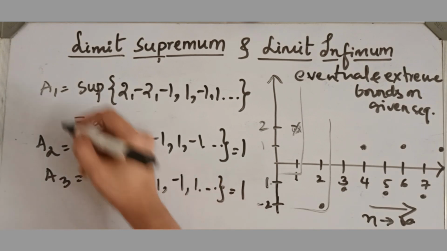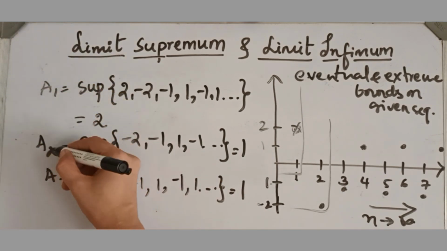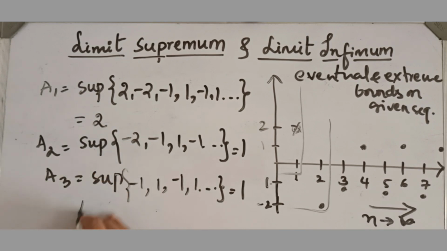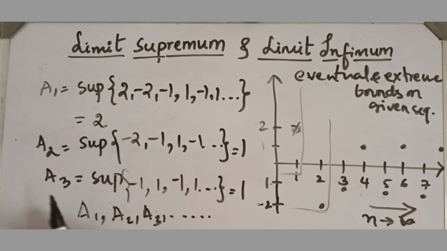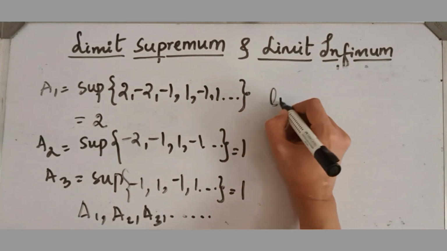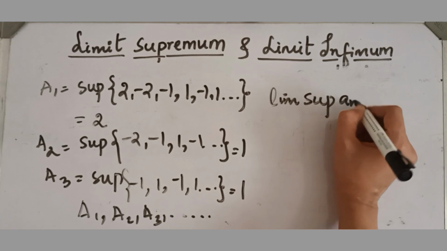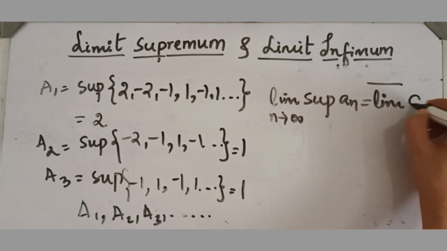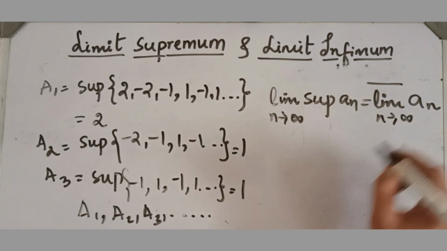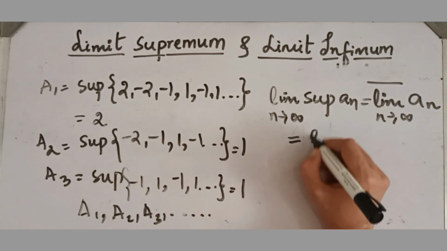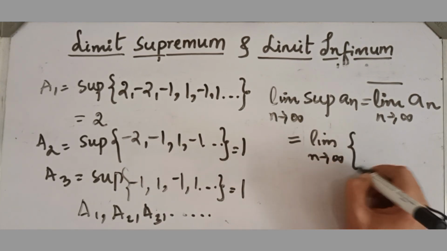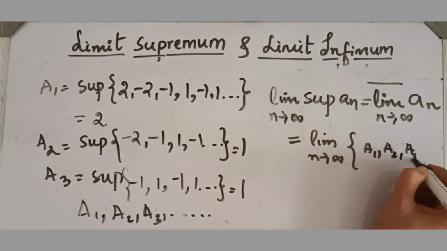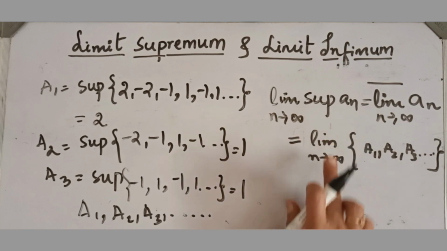So if you continue like this, you will get a new sequence A1, A2, A3. These are all supremums. Now you get a sequence of supremums A1, A2, A3 and so on. Now you have to find out the limit of this sequence. That gives you the limit supremum. So limit supremum of an is nothing but, as n tends to infinity, which is denoted as limit superior of an as n tends to infinity, which is equal to limit as n tends to infinity of A1, A2, A3 and so on. You have to find out the limit of this sequence.